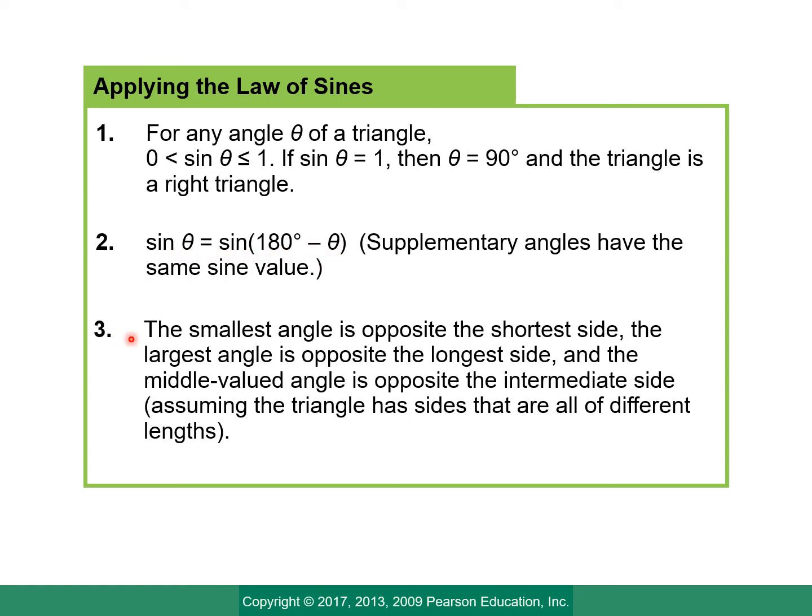And then third, the smallest angle is opposite the shortest side, the largest angle is opposite the longest side, and the middle valued angle is opposite the intermediate side. And this is something I've mentioned a couple of times. So this is kind of just a check step. Make sure that everything checks out here. Your biggest angle has the biggest side across from it, and so on.